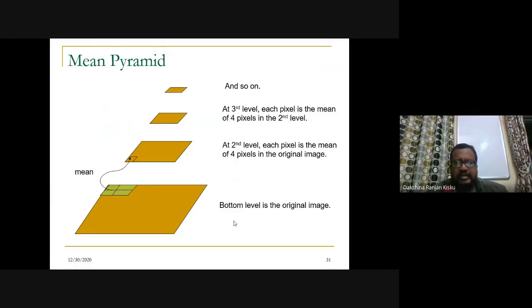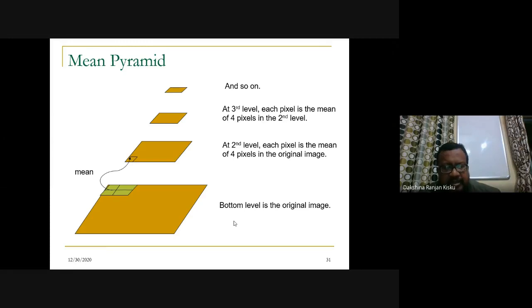Here you can see, at the bottom level we have the original image, and if we divide the original image into a number of subregions, then the dimension of each subregion will be 2 by 2. For each 2 by 2 subregion we can obtain a single value. That means after getting the mean of these four pixel values in a particular subregion, we can have a single value, and we can have a number of such mean or average values. These mean values will constitute another image at the next level. At the bottom level we have the original image.